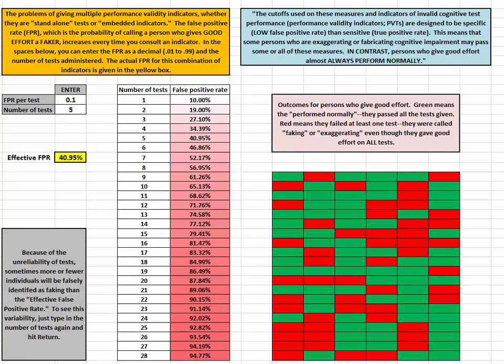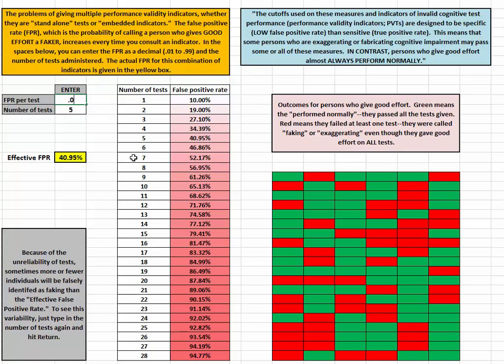And in this example, we are able to set the false positive rate per test. We're able to set the number of tests that were given. I have seen as many as 28 different tests given by an examiner. And so let's just look at what this file tells you. First, there's some text up here to help you orient yourself. There are two boxes here that you can type into.